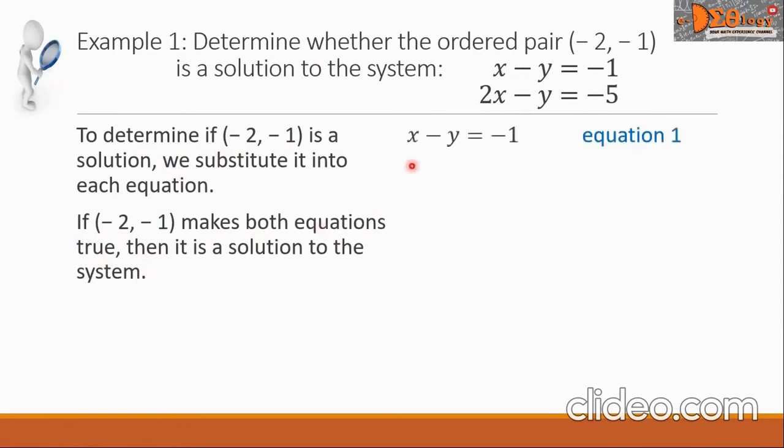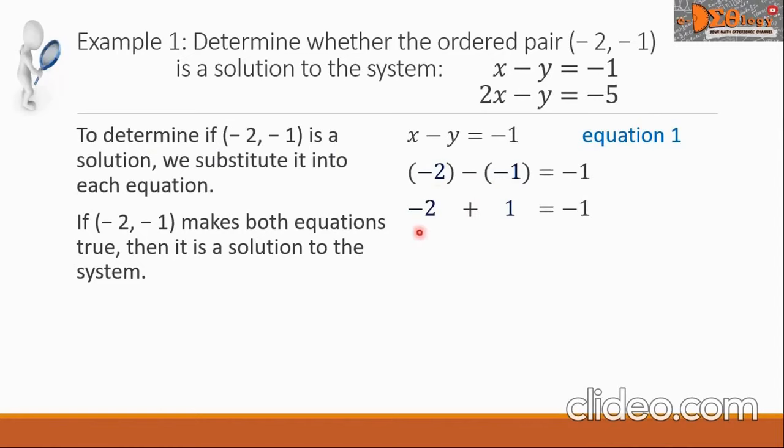Let's take the first equation, x minus y equals -1. Let us now substitute the ordered pair respectively, the -2 to the x and the -1 to the y. So we have now -2 minus -1 equals -1. Let us simplify. We can remove the grouping symbol, so this -2 will come out as -2, and the negative sign and the negative sign becomes positive, so this becomes +1 equals -1 on the right side.